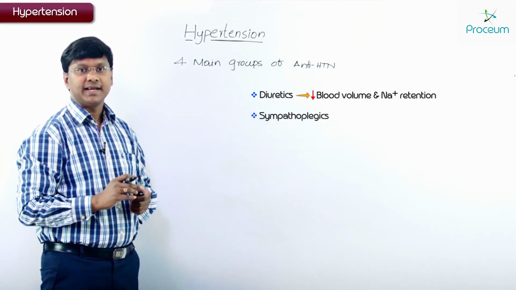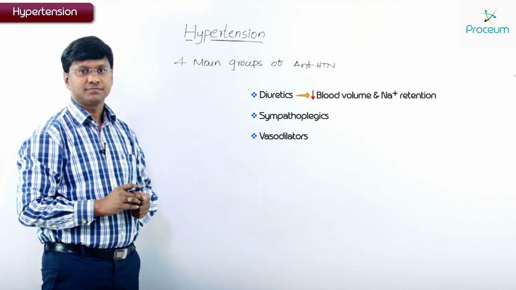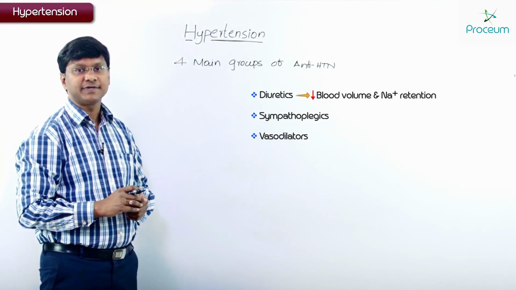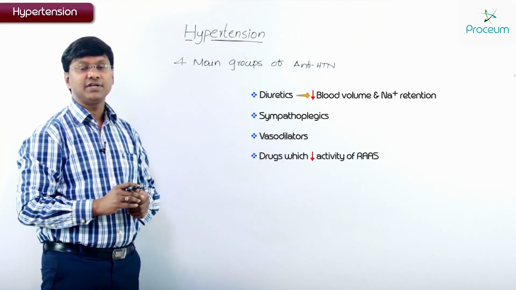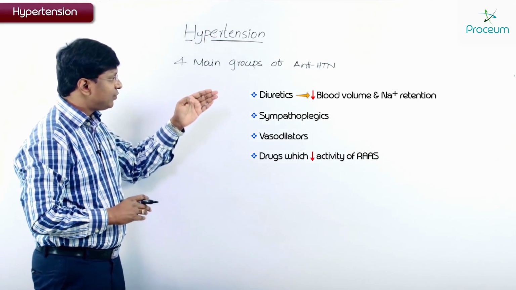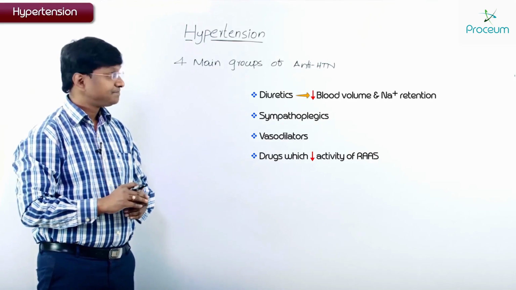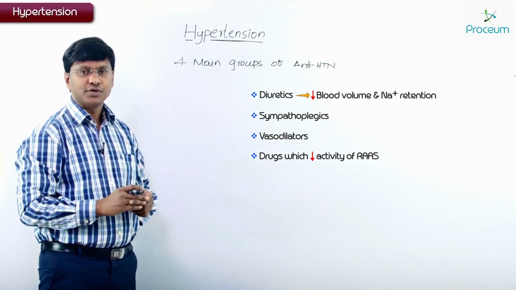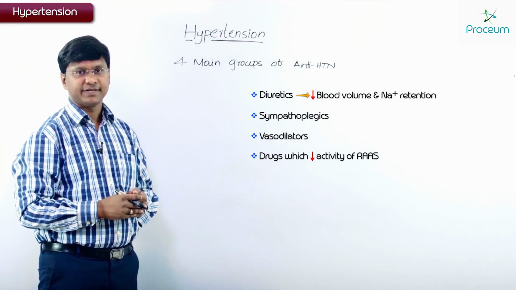Next, we have the second group of antihypertensives, sympathoplegics. The third group is vasodilators. And the fourth group is those drugs which decrease the activity of the renin-angiotensin-aldosterone system. So we have these four groups of antihypertensives, and within them we have subgroups or subclassifications.